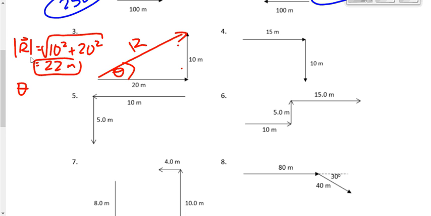Now, let's use the 10 and the 20 here. We're looking for theta. Let's use the 10 and the 20 to get the theta. Which side of the triangle is the 20 here? Is that opposite, adjacent, or hypotenuse? It's the adjacent. Which side of the triangle is the 10? Opposite. So which trig function are we going to use with opposite, adjacent, and theta? Tangent. Theta is going to be the inverse tangent of opposite over adjacent.